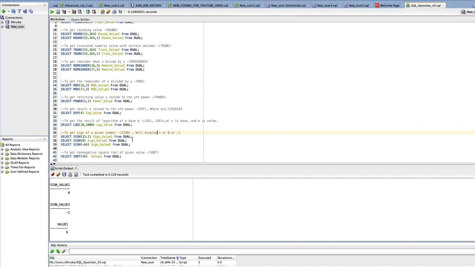In this way, we can explain the numeric functions which are used in SQL. That's all about question number 20.